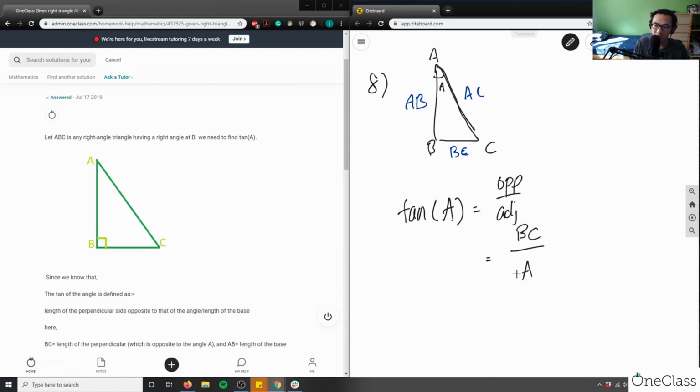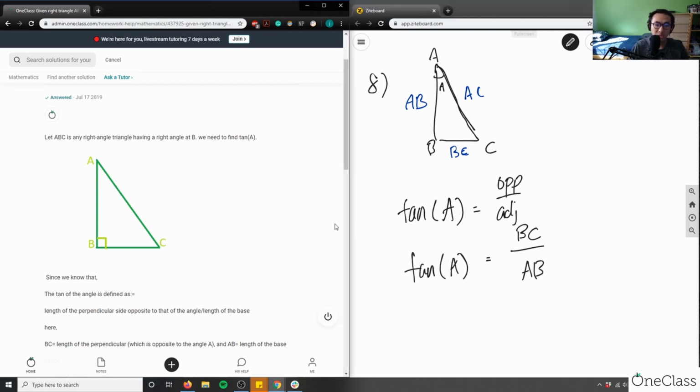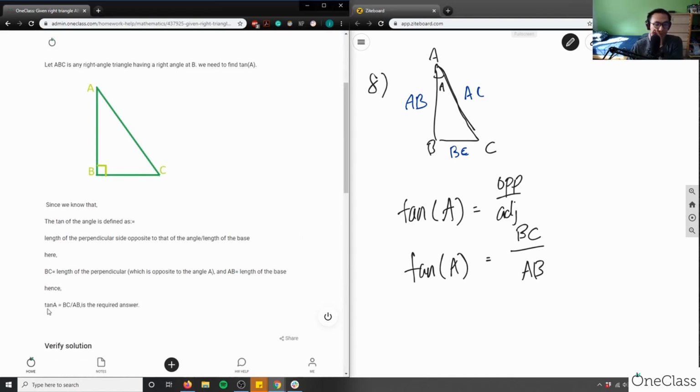So this here is my correct answer: BC over AB will be my answer for tangent A. Tan A equals BC over AB is the required answer. So it's the length of the perpendicular, the opposite, over the length of the base, which is the adjacent. That's good. Opposite over adjacent is the correct answer here.